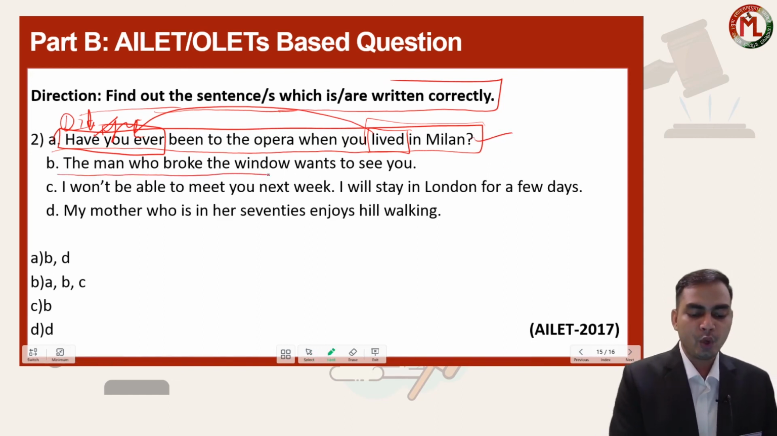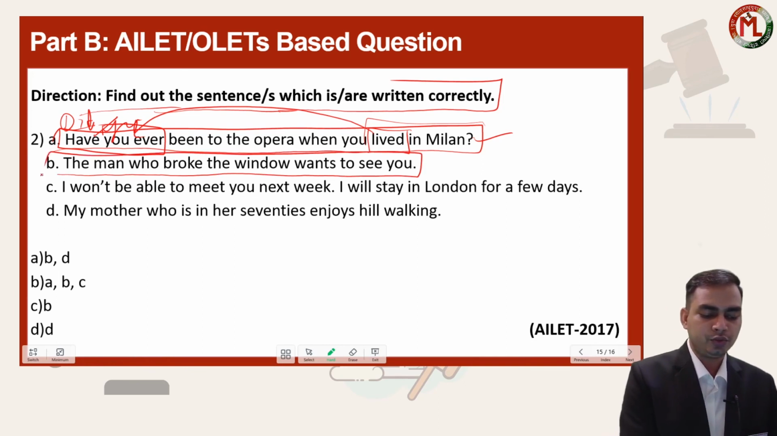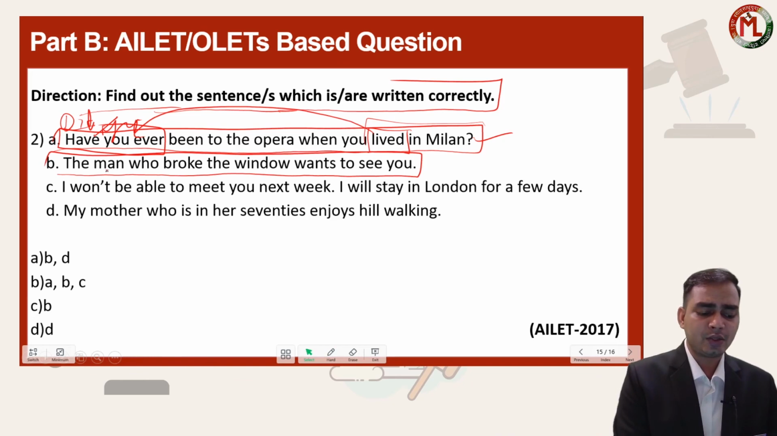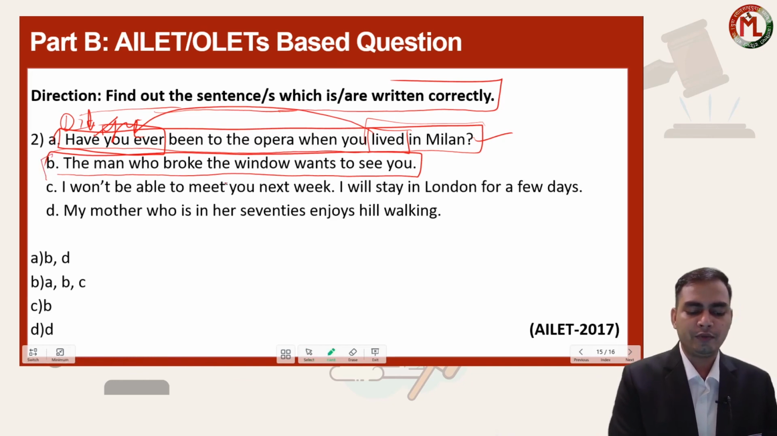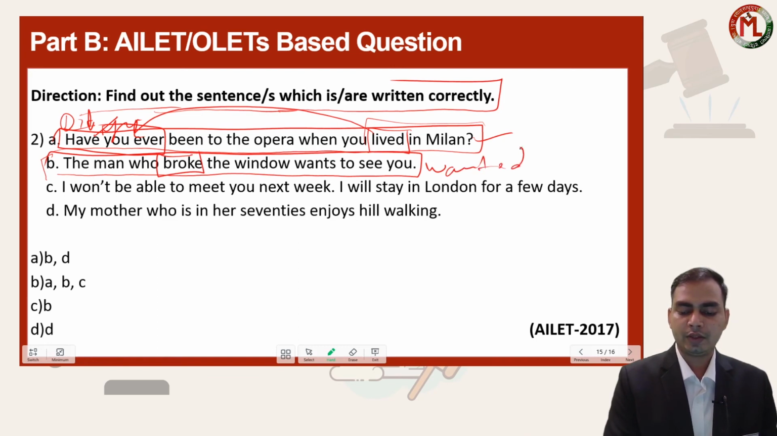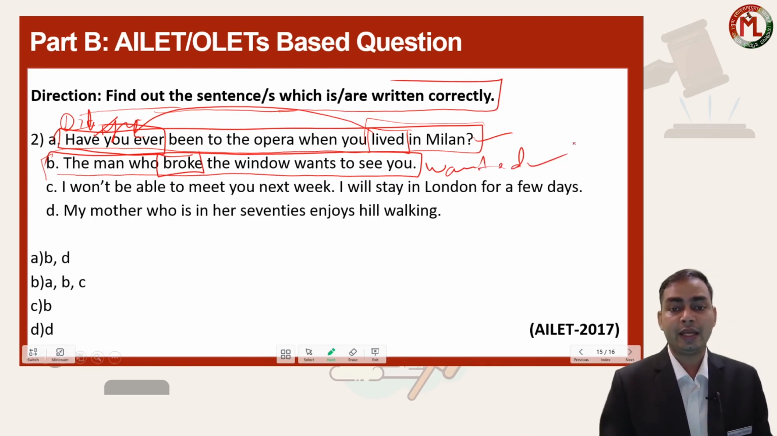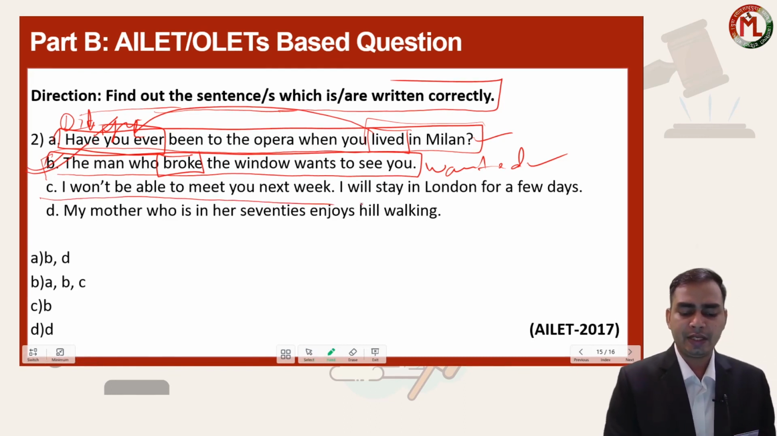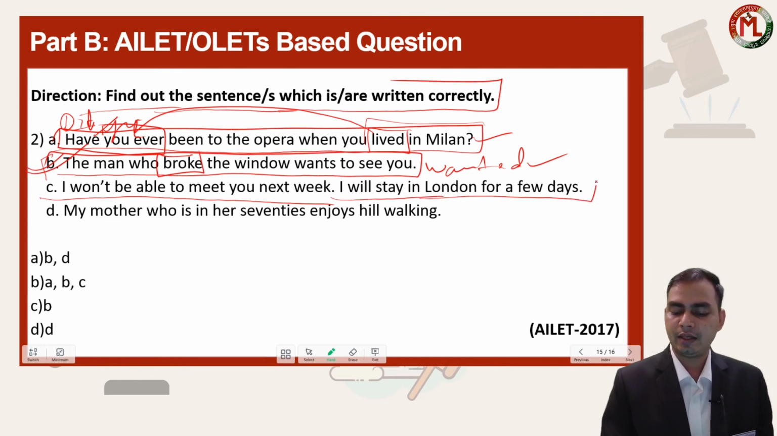Next is, the man who broke the window wants to see you. Okay, here I would say that this sentence also needs the man who broke the window. It is in past tense, so it should have been wanted to see you, but according to AILET they found that this sentence is correct. Now, I wouldn't be able to meet you next week. I will stay in London for a few weeks. So it will be, I will be staying in London for a few weeks.